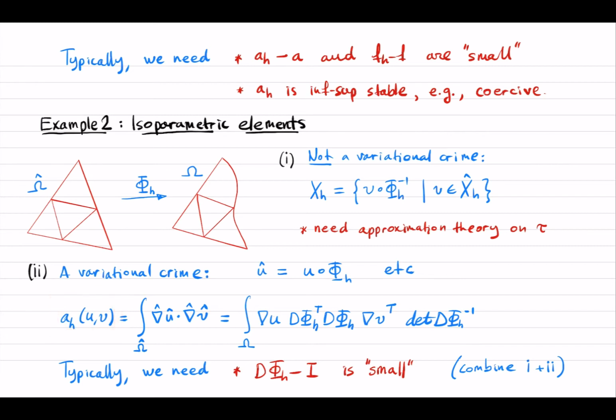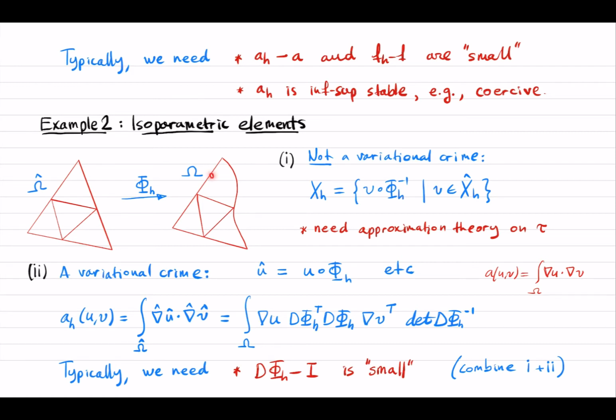We want this a_h to be close to the original bilinear form, which would be a(u,v) equal to the integral over omega of nabla u dot nabla v. And for that, it turns out that simply we need to assume that the Jacobian of the mapping should be close to the identity. So in other words, what we need is this straight triangle, let's say that we can draw that triangle here, this straight triangle and the curved triangle should be close to each other. And we can imagine that as we refine the mesh, actually this triangle is getting closer and closer.